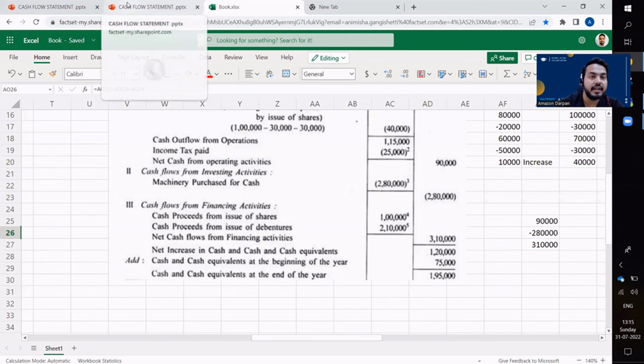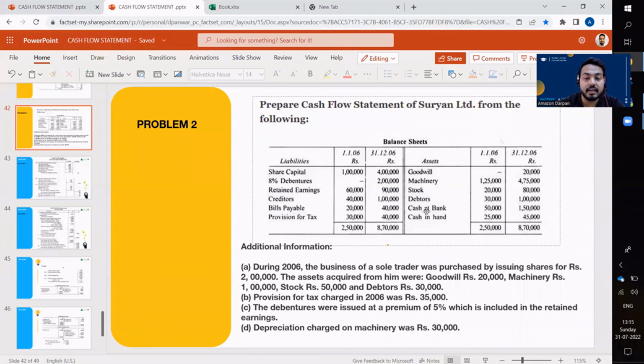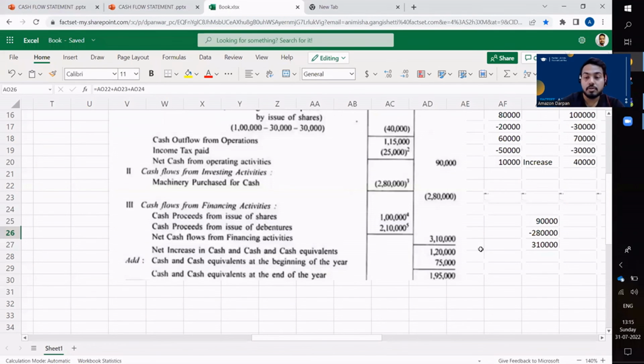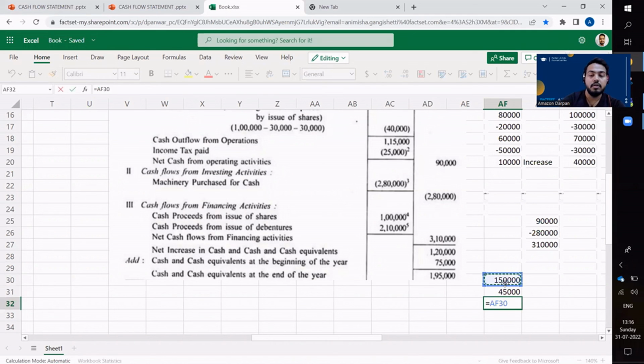If we want to cross verify at any time whether the answer is correct or not, you have to check the cash equivalents' ending balances. So we see that cash at bank is 1,50,000, cash in hand is 45, 45 means 45,000 I'm talking about. So we'll write it here, 1,50,000 and 45,000. These are the closing balances. And if we add these two, the figure should come as cash and cash equivalents at the end of the year. And if we see these two balances are matching, this means you can self-correct yourself in the exam as well. So that is a good technique that you can use.